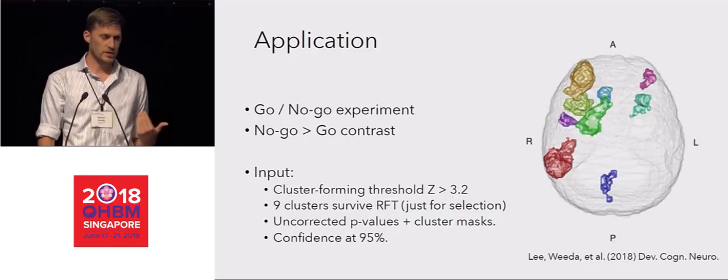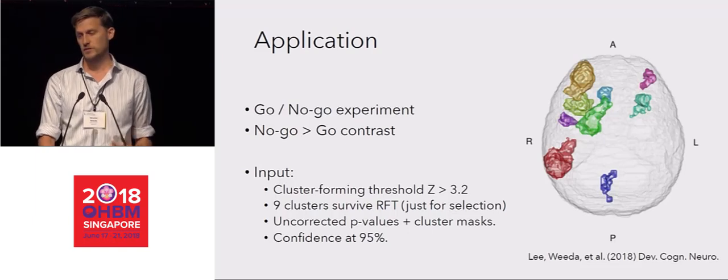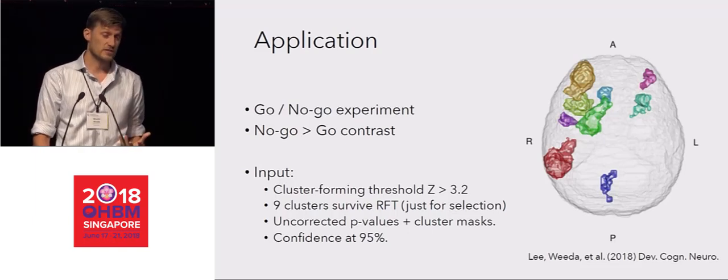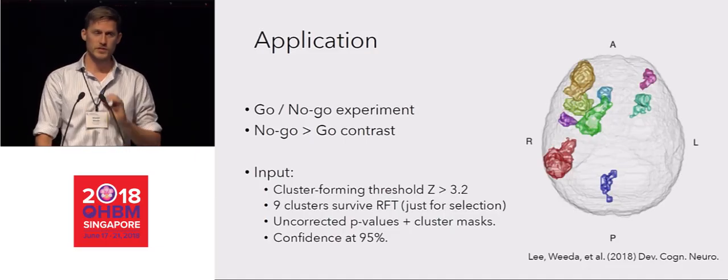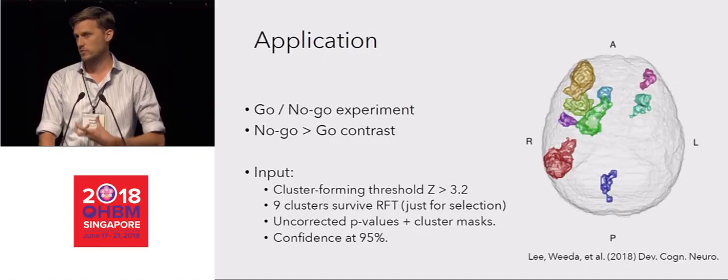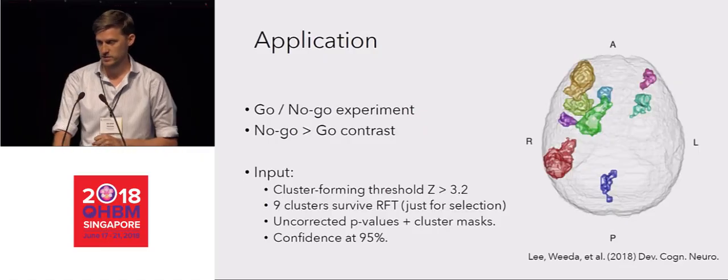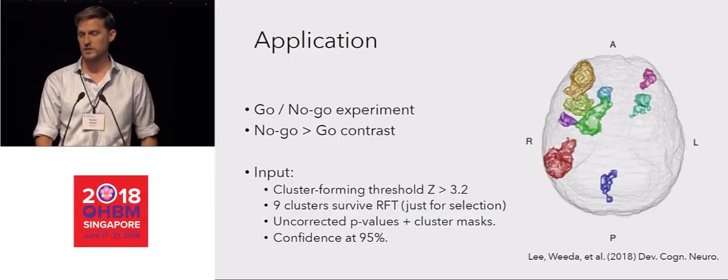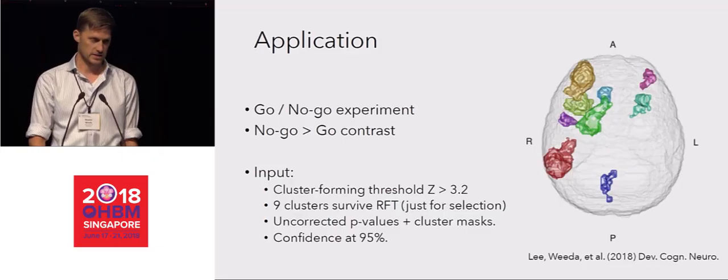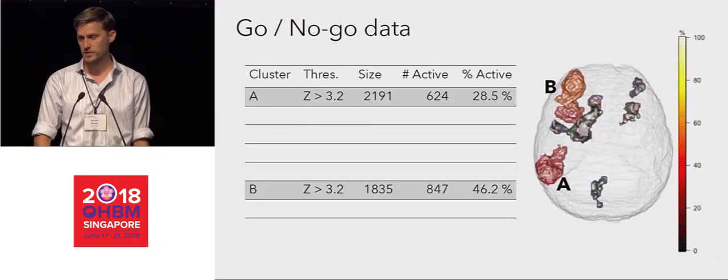What we did, our input was a cluster forming threshold of Z is 3.2, and we had 9 clusters that survived with random field theory. So we won't use random field theory, we just use this to select the clusters for which we would want our estimates of the active voxels. So we just use the uncorrected p-values and the cluster masks of those 9 selected clusters, and our confidence level was set at 95%.